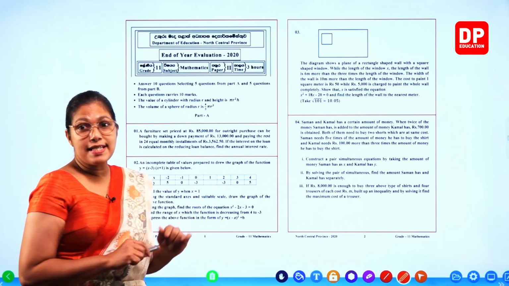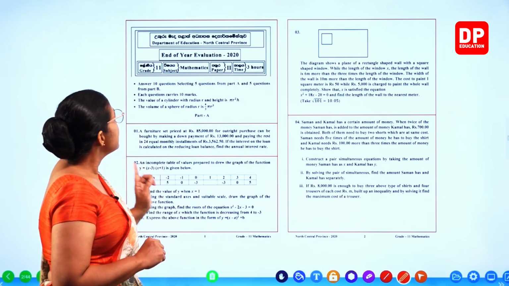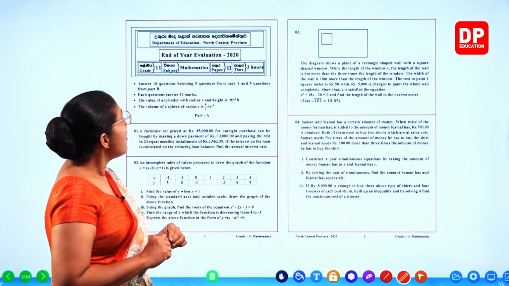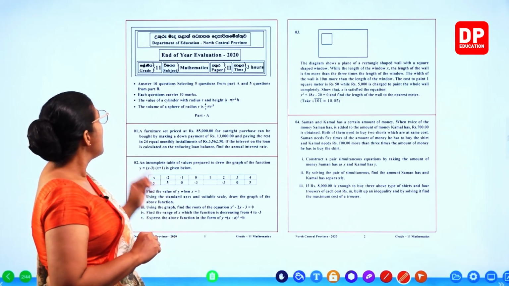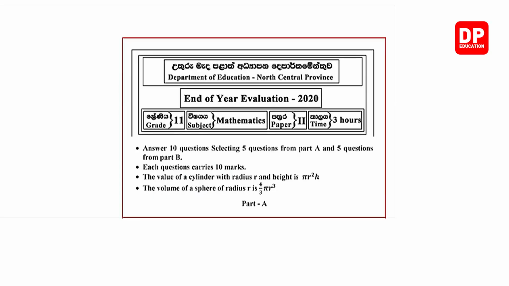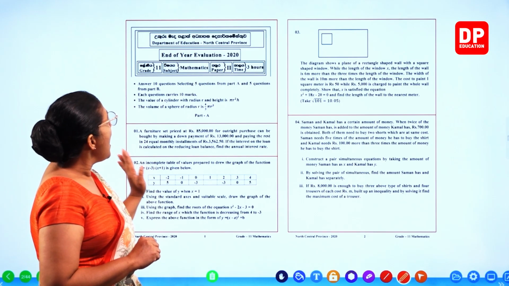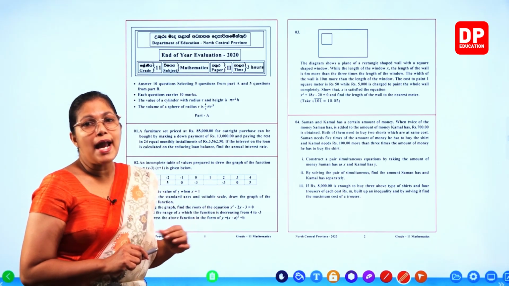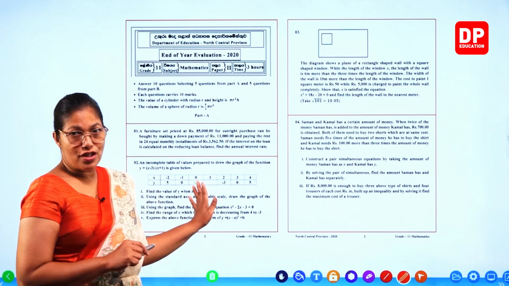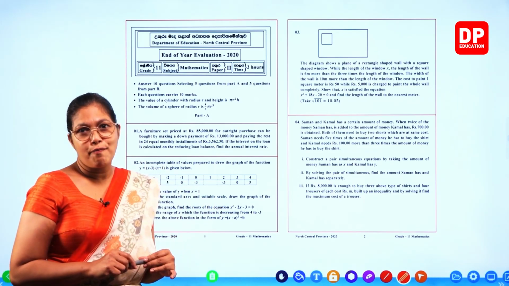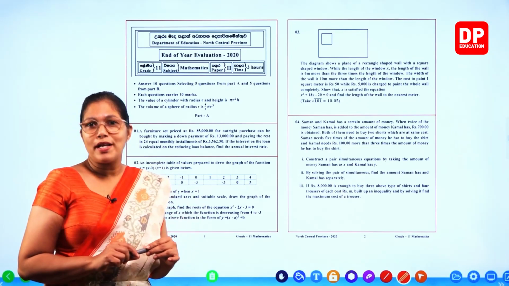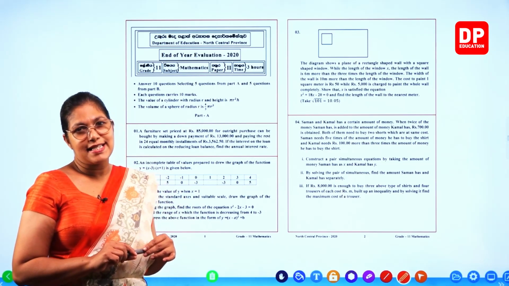Each question carries 10 marks. The volume of a cylinder with radius r and height h is pi r squared h, and the volume of a sphere of radius r is 4/3 pi r cubed. Spaces are not given in this paper, so you can ask for line papers, and for the graph question, you can ask for graph paper. Make sure that you do each question within 18 minutes.